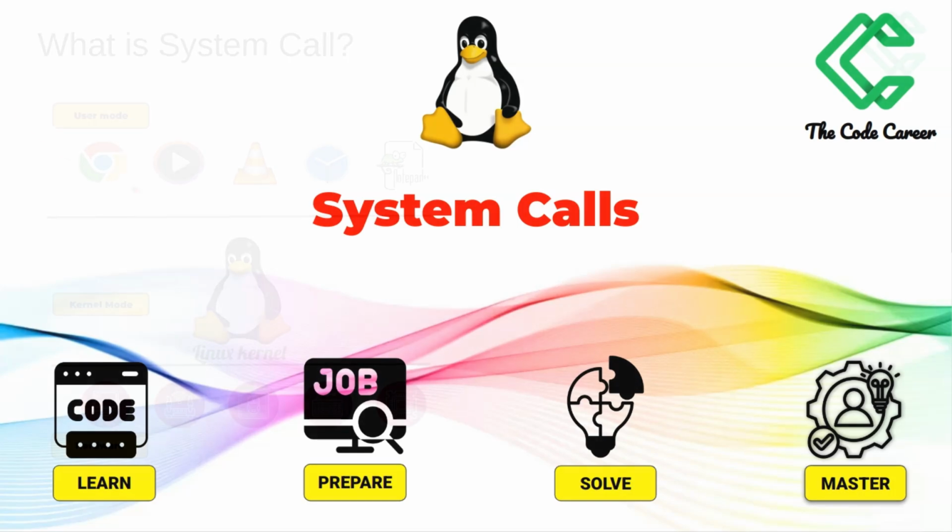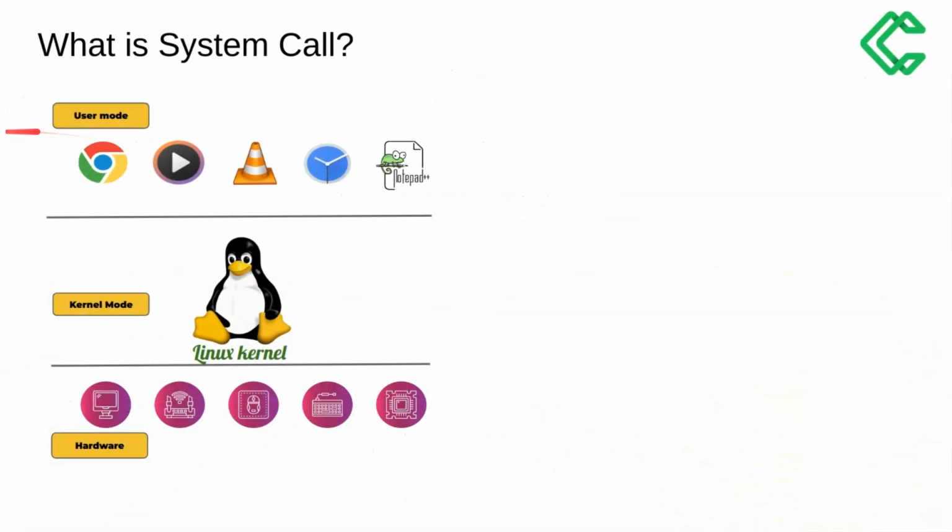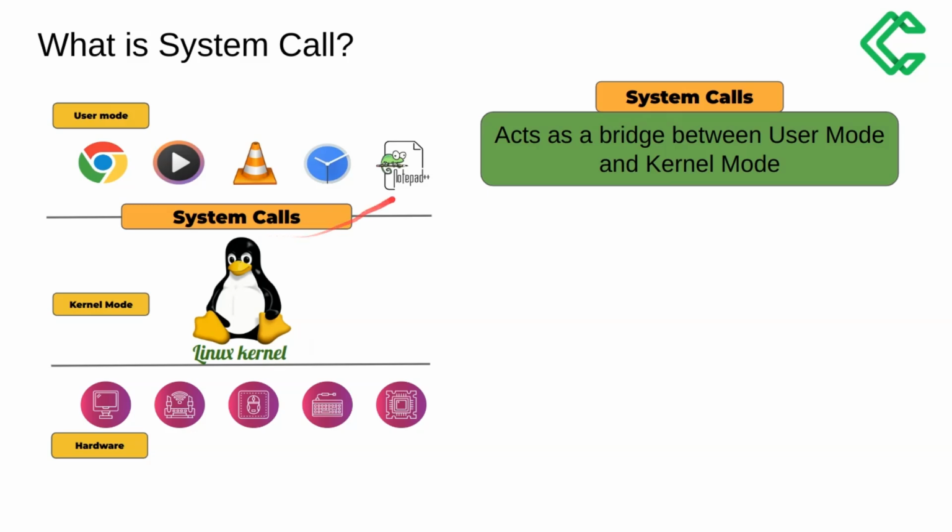So let's get started. In the last video, we discussed the user mode and the kernel mode. User mode is where regular applications run. It has limited privileges and it cannot directly access the hardware. Kernel mode is reserved for the operating system. It has full access to the hardware and system resources. A system call acts as a bridge between user mode and kernel mode.